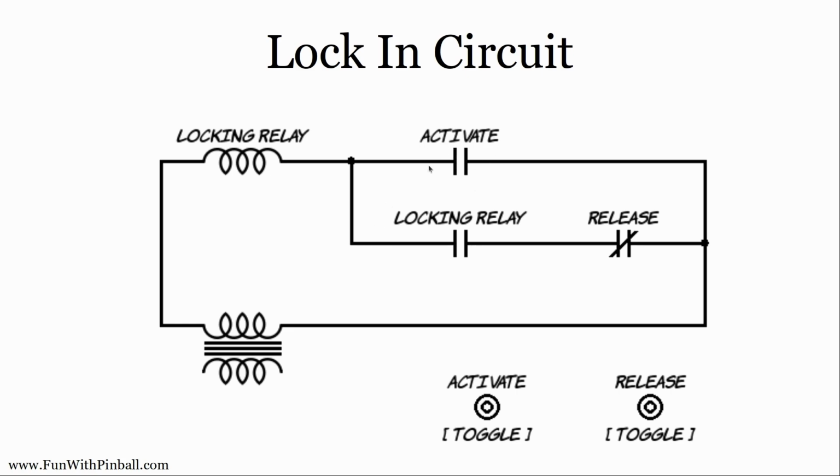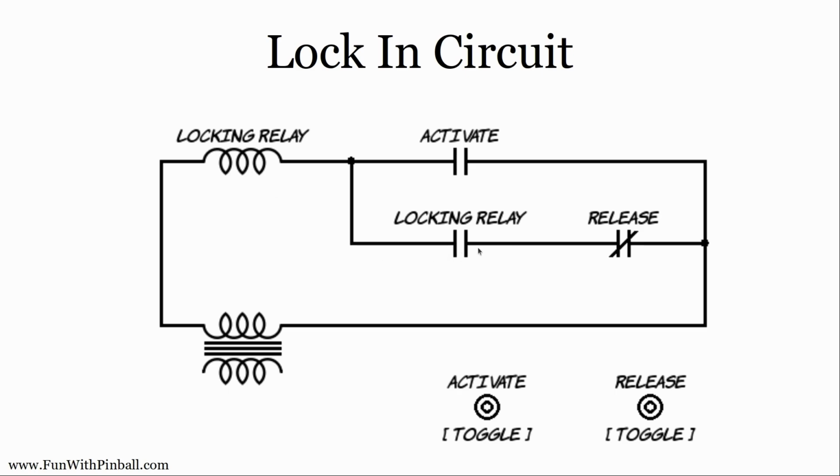I have one switch, which I'm just calling activate. It can be anything. It can be a target. It can be another relay. But this top circuit is the one that's going to make this relay fire. The bottom circuit is what's going to keep that relay active after this switch disappears. So what happens is that this switch closes, fires this relay.